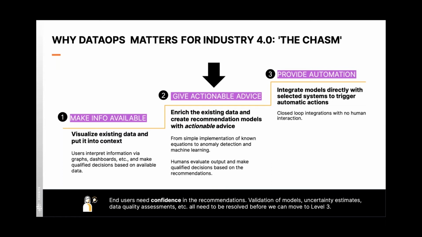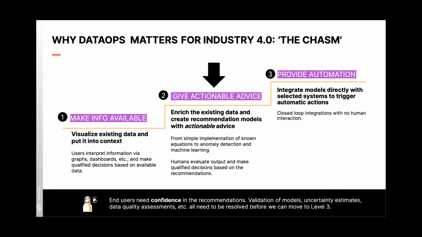Now, the second step, and one could argue that this is where we are today across our industrial reality in 2021, is that we're at the smart advisory system level. So we're really focusing on giving actionable advice to end users, and we're doing this through enriching existing data and creating recommendation models with actionable advice.